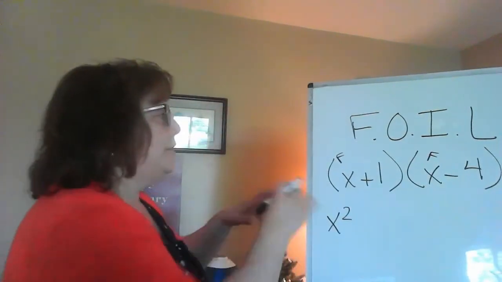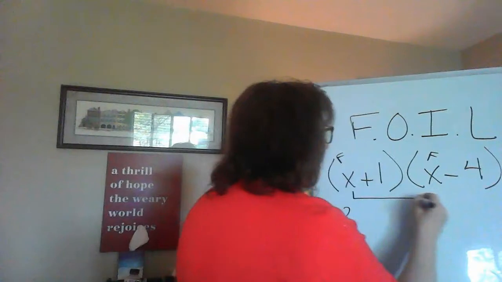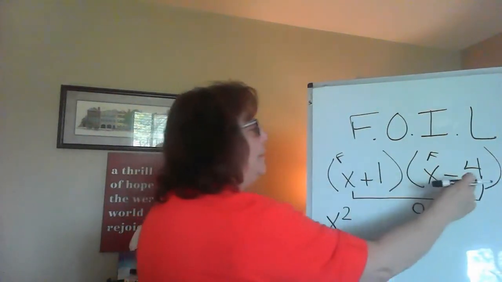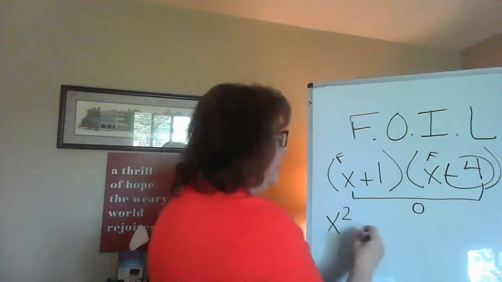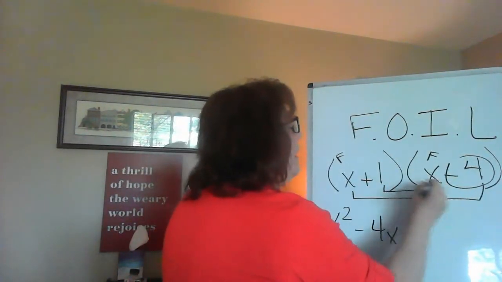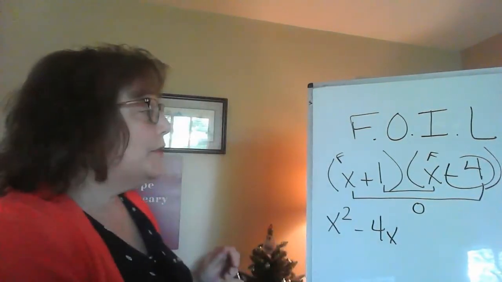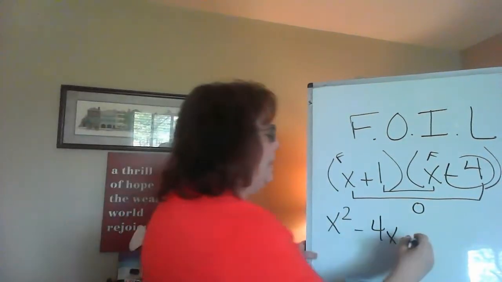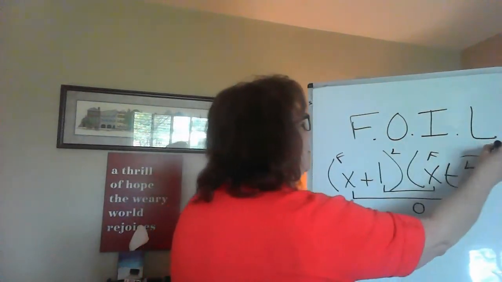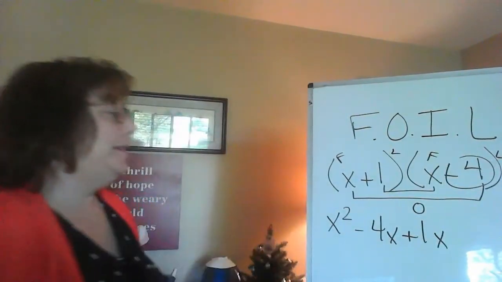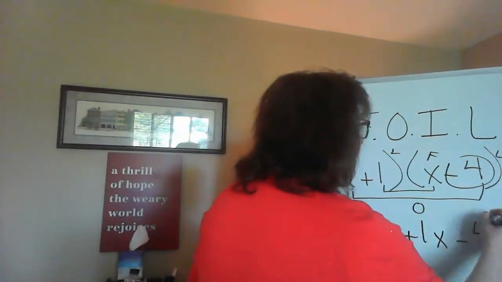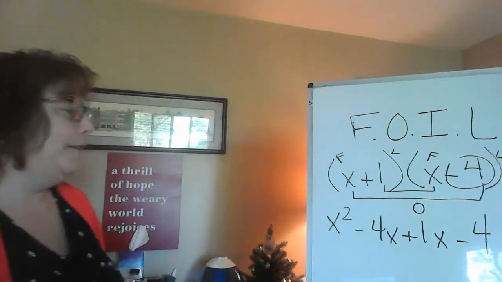Then we have to do these middle pieces. We have the outer limits of the universe. And x times negative 4 is going to be minus 4x. Then we have the inner limits of the universe, and that is going to be plus 1x. And finally, we do the two last elements, 1 times negative 4. And that is what you get, negative 4.